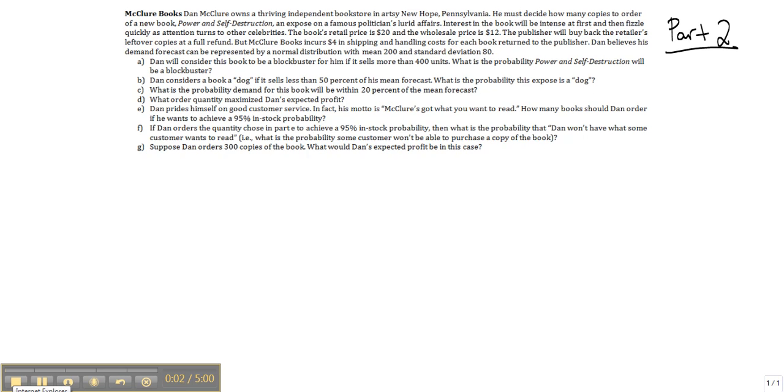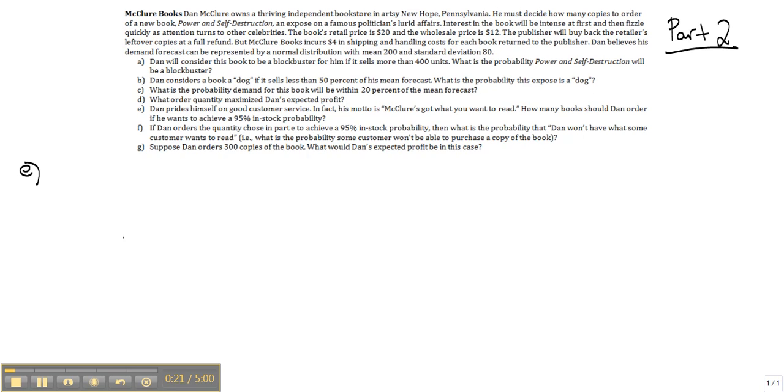This is part 2 of the McClure-Brooks problem, and we'll begin with part E, in which we're trying to figure out the order quantity that would satisfy a 95% in-stock probability. In order to do this, we'll turn to the standard normal distribution function table to find the z-value that has a corresponding probability of 95%.